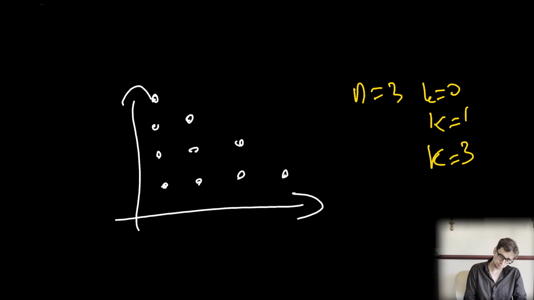So what do we have? We have that, okay, can I do k 0, 1, and 3? That's my first question for you.